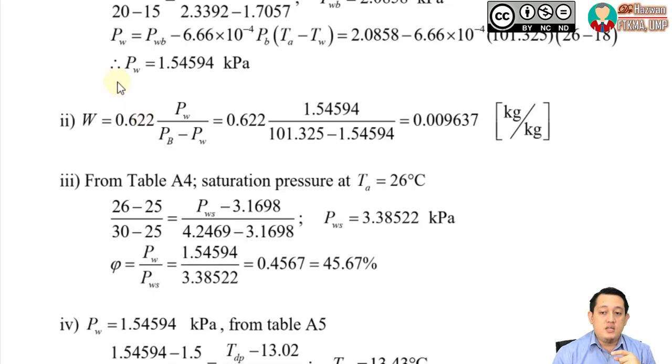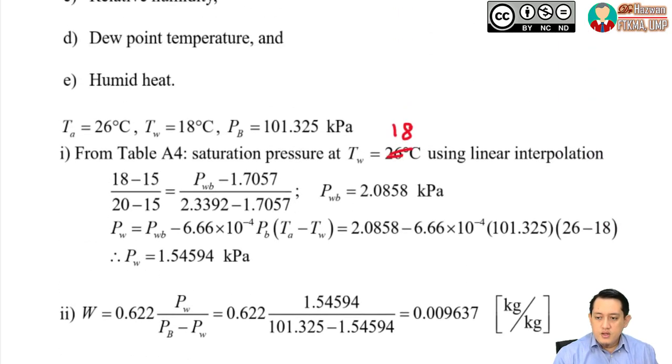PW, we got the answer already in question number 1. So we need to find PWS, which is the saturation pressure at dry bulb temperature, TA, 26 degrees Celsius. So you must use linear interpolation to calculate. So PWS here is 3.38522. I forgot to mention about the marking. Sorry. So the marking here, for question number 1, this one here is 3 marks. And then the calculation of PW is also 3 marks.